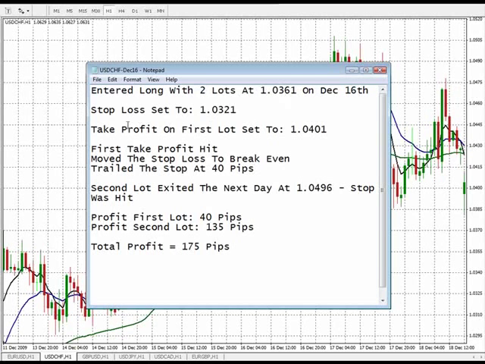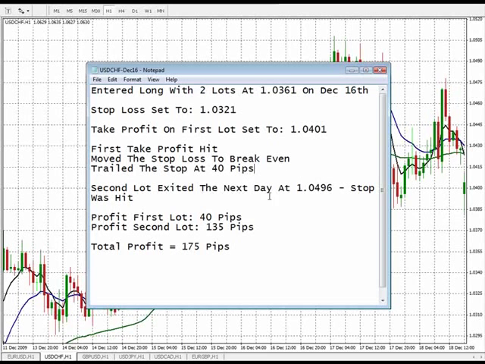And just to take a look at the data from the trade, we entered long with two lots at 1.0361 on the 16th of December. Our initial stop loss was set to 1.0321, and our first take profit was at 1.0401. The first take profit was hit a couple of hours later. At that point, we moved the stop loss to the break-even point, and we trailed the stop at 40 pips.